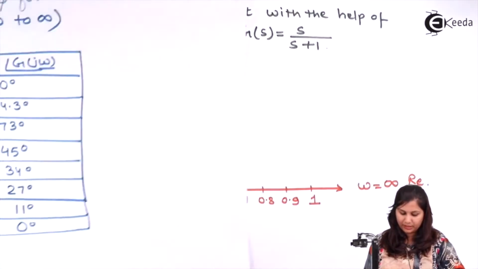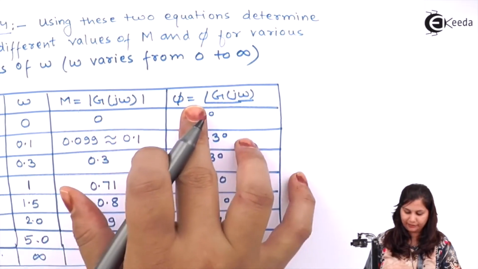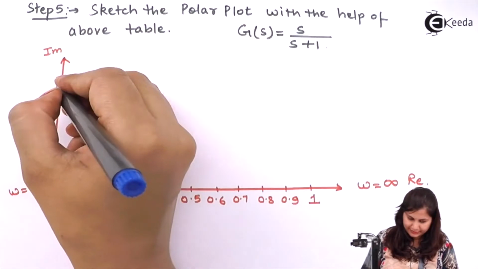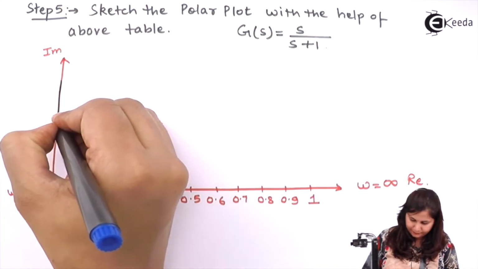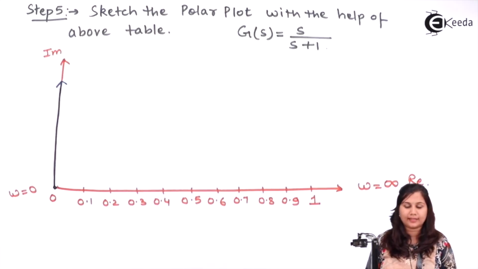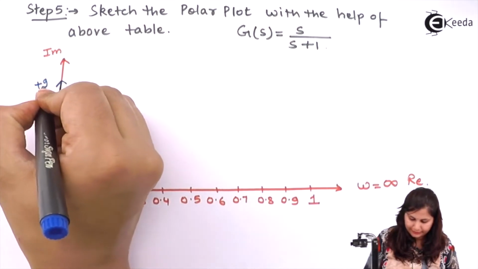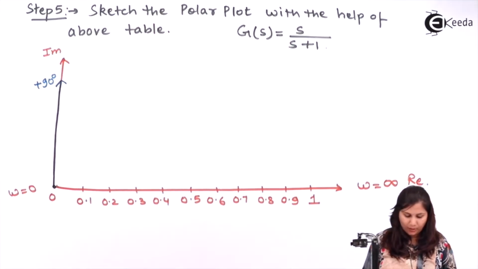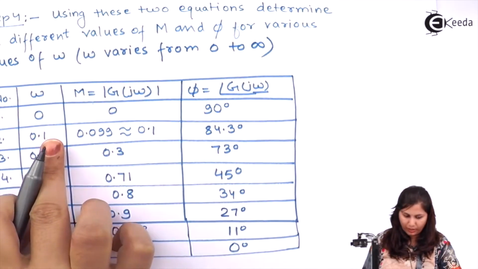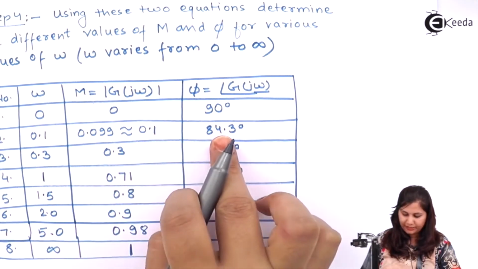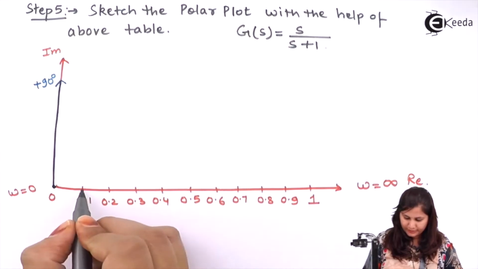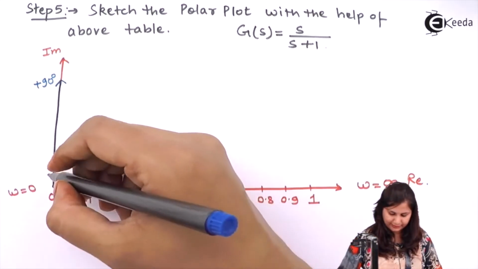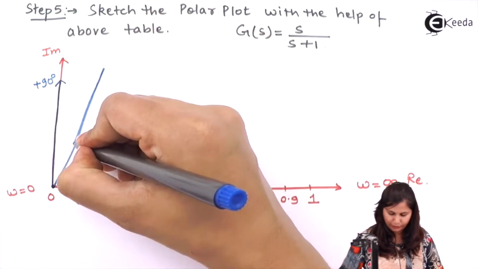Now, for omega equals 0, we were having magnitude as 0 and the phase angle is 90 degrees. So, magnitude is 0 and phase angle is 90 degrees. We will draw it like this. This is plus 90 degrees. This is the radial line for the phase angle and this is the point for the magnitude. Now next, for omega equals 0.1, we were having magnitude as 0.1 and the phase angle is 84.3. So we will draw the phase angle here. This is 84.3.